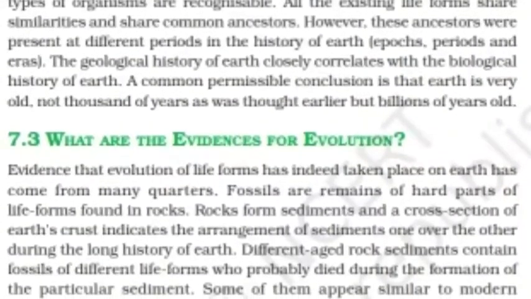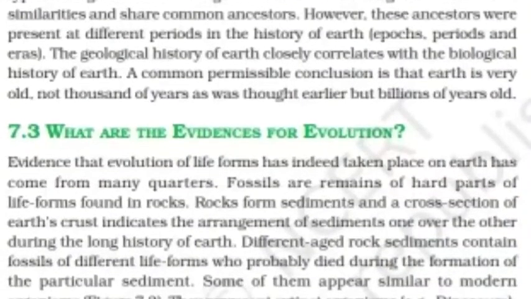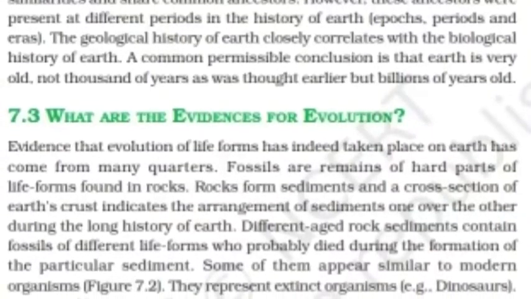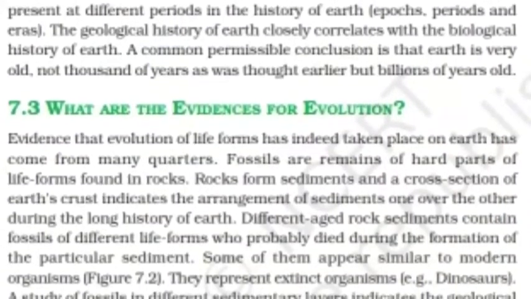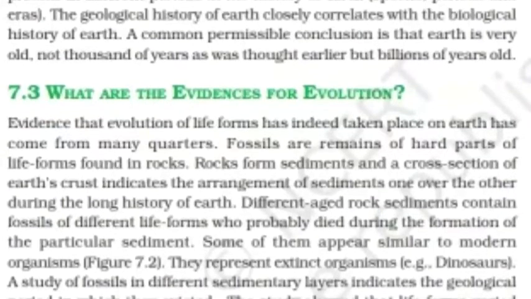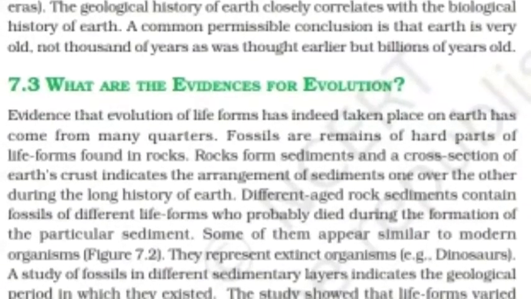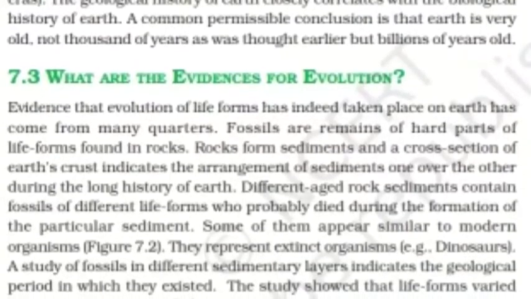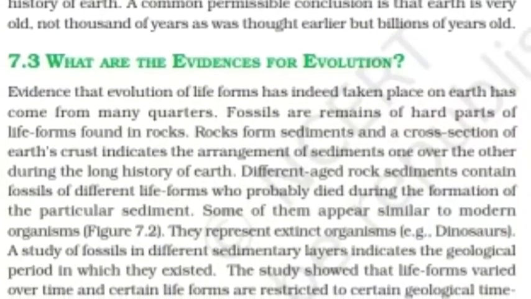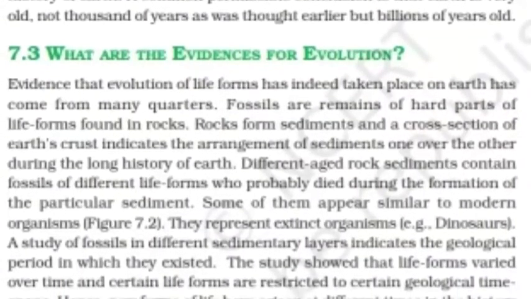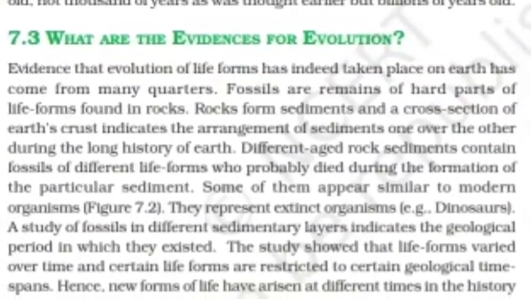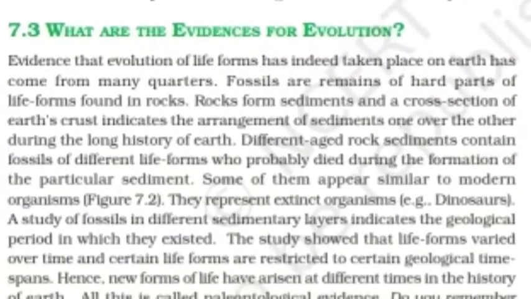Evidence that evolution of life forms has indeed taken place on Earth has come from many quarters. Fossils are remains of hard parts of life forms found in rock. Rocks form sediment, and a cross-section of Earth's crust indicates the arrangement of sediments one over the other during the long history of Earth. Different age rock sediments contain fossils of different life forms which probably died during the formation of the particular sediment. Some of them appear similar to modern organisms. They represent extinct organisms, that is, dinosaurs.